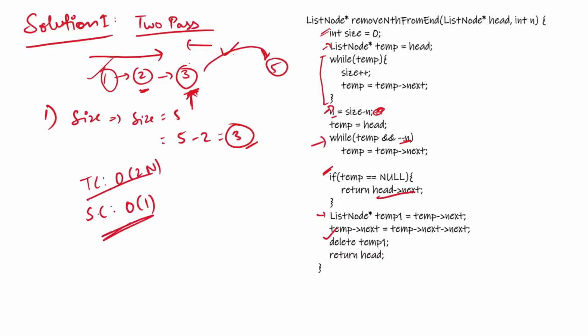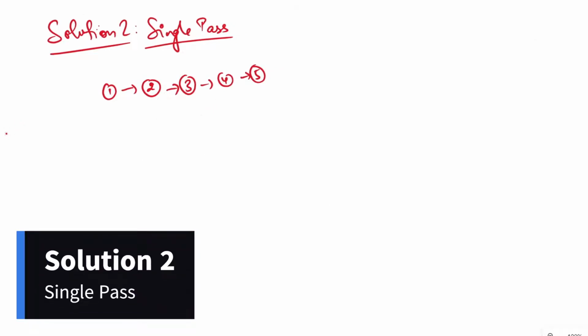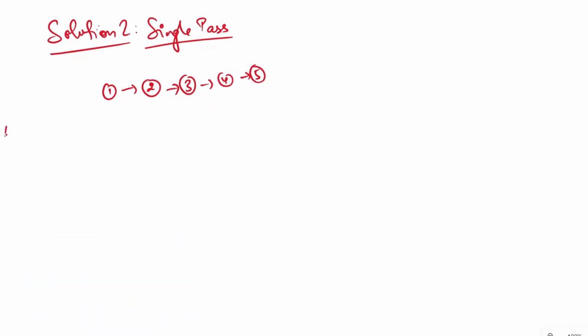So can we do it in a single pass? Let's see the second solution for that. In this solution, we are taking two pointers. Let's say one is my fast pointer and one is my slow pointer, and I will move my first pointer by n steps. Okay, let's say my n is 2.